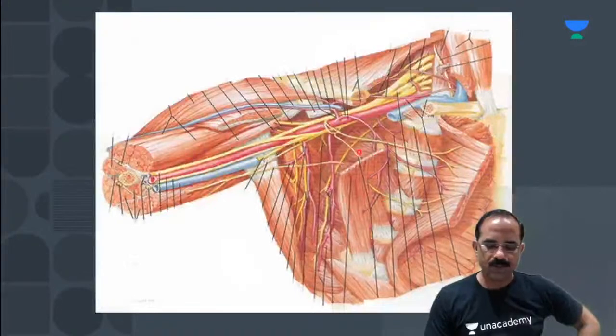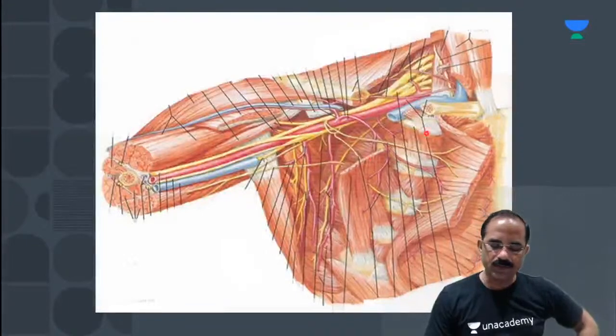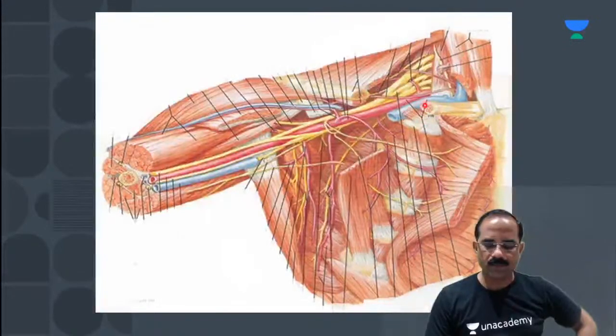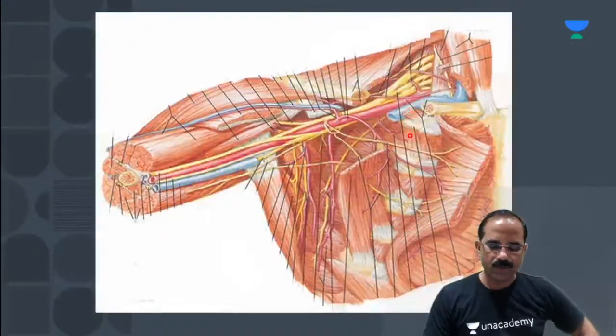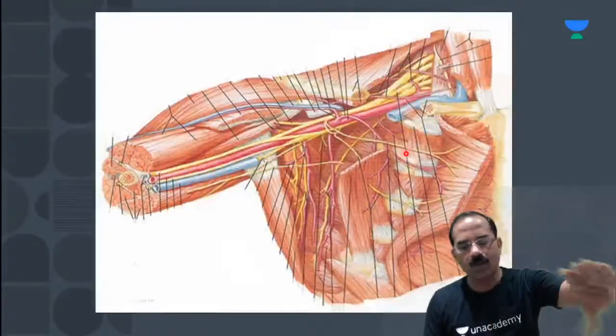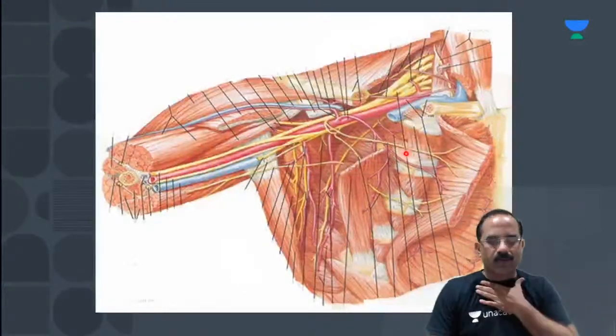What is this muscle which begins from the ribs? Look, it is beginning from the ribs. It is inserted into the coracoid process. That's a pectoralis minor. And what is this muscle which is beginning from the first costochondral junction and going to the clavicle here? That's the subclavius. So pectoralis major, pectoralis minor, and the subclavius. These three muscles are going to form the anterior wall of axilla.